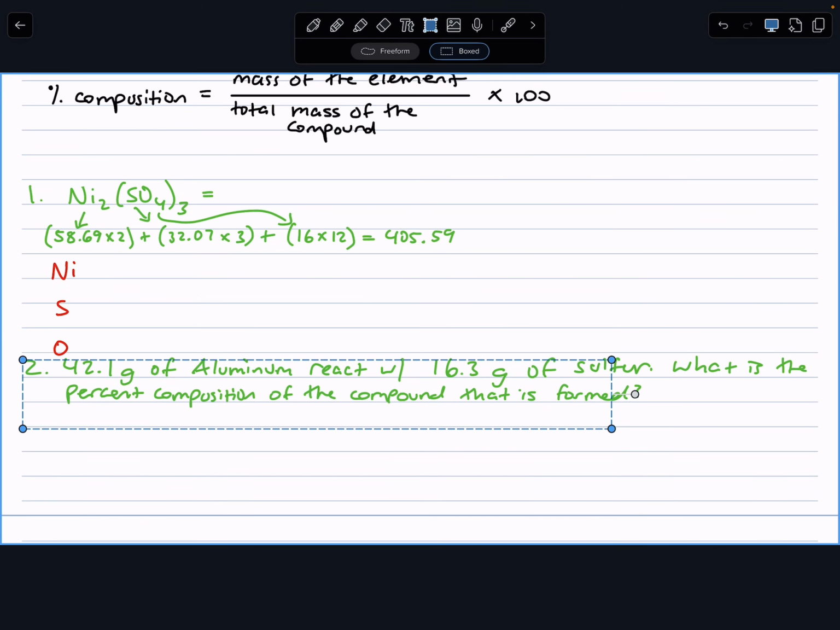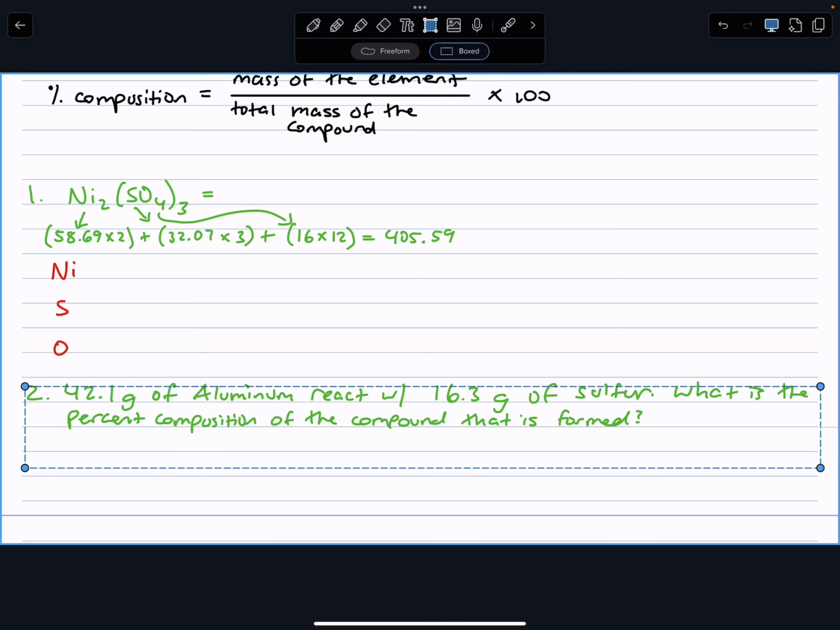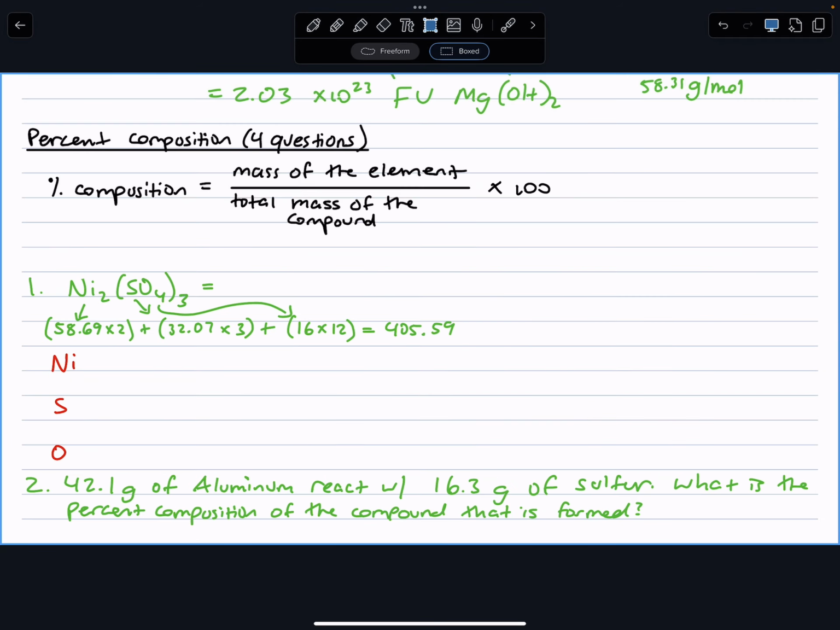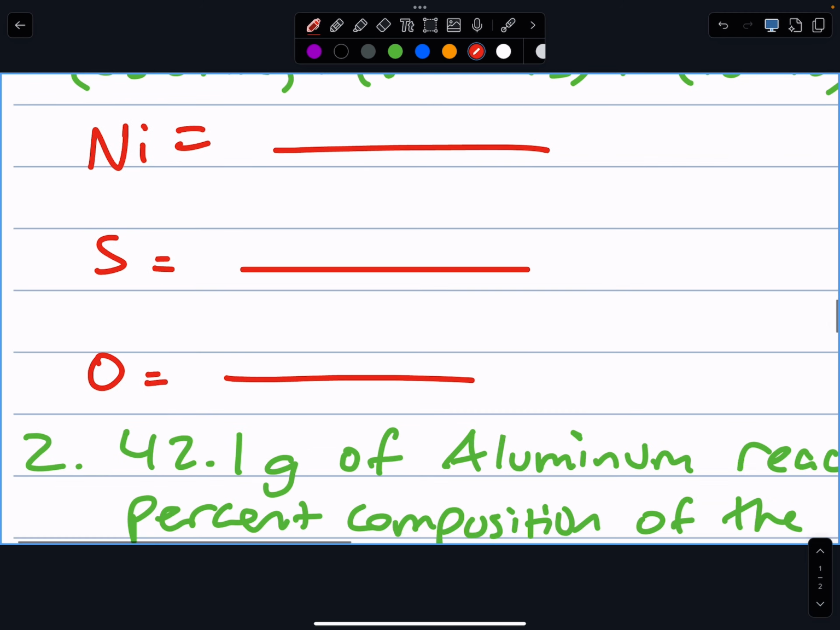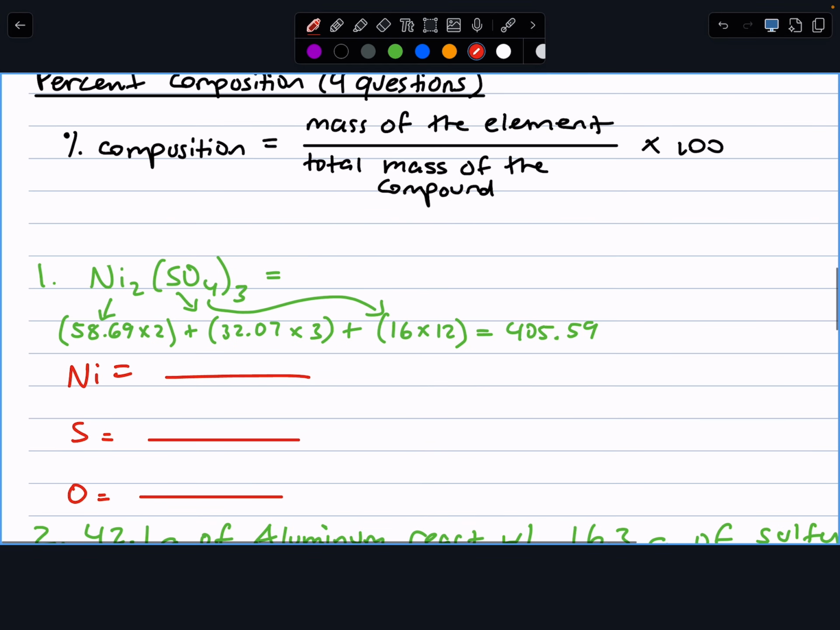One second. Okay? Now, it's asking for the percent for each element. So I need to do this formula 3 times because I have how many elements? Okay? So for nickel, draw a fraction to represent the formula. Again, what goes in the bottom of this fraction?